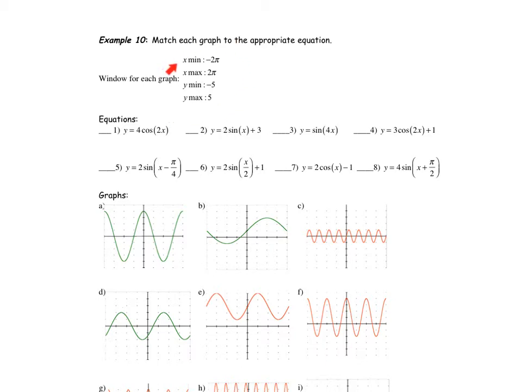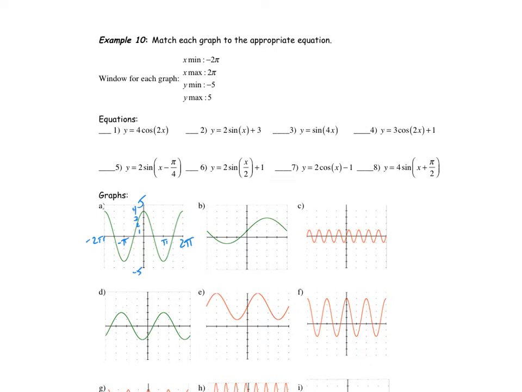In order to do this, we first have to understand the window. So here it's shown up here at the top. The x minimum value is negative 2 pi, and the maximum is 2 pi. That's the same for all these graphs, so I'll put it on letter A. So we have to remember the x scale. And the y values go from negative 5 to 5. So on all these graphs, each tick on the y-axis is 1 unit. All right, so let's begin.